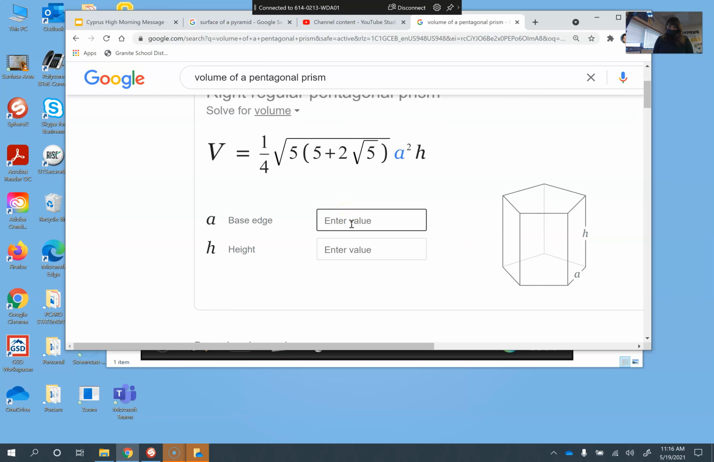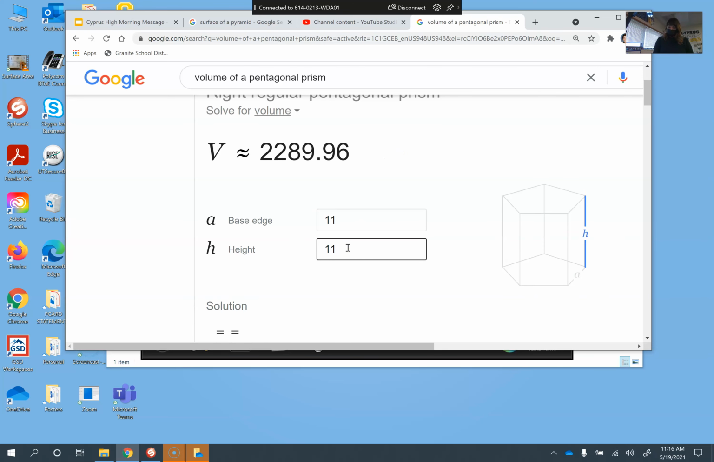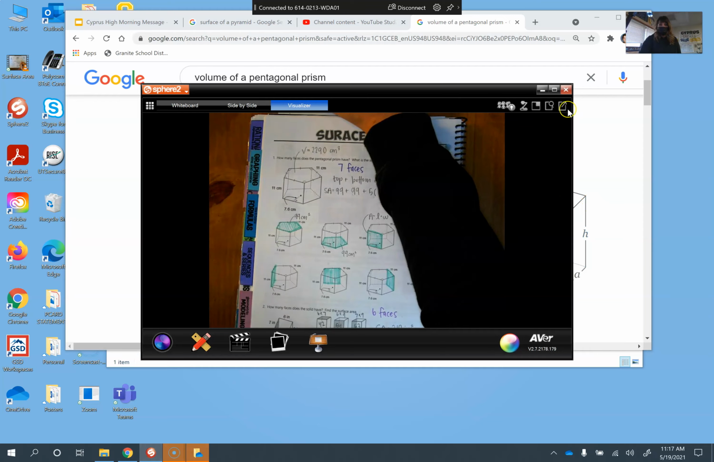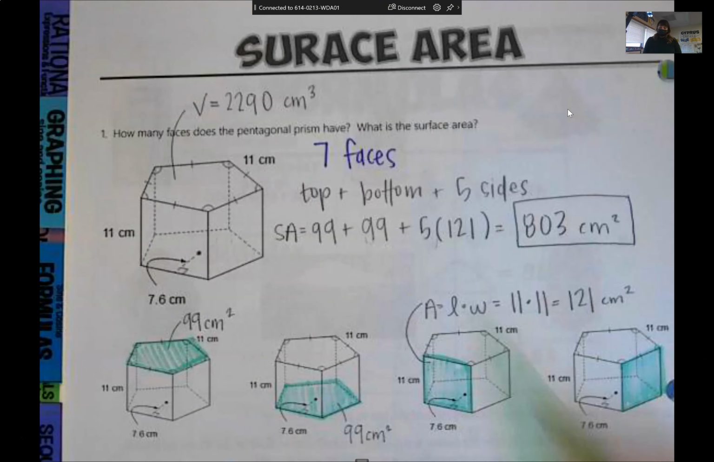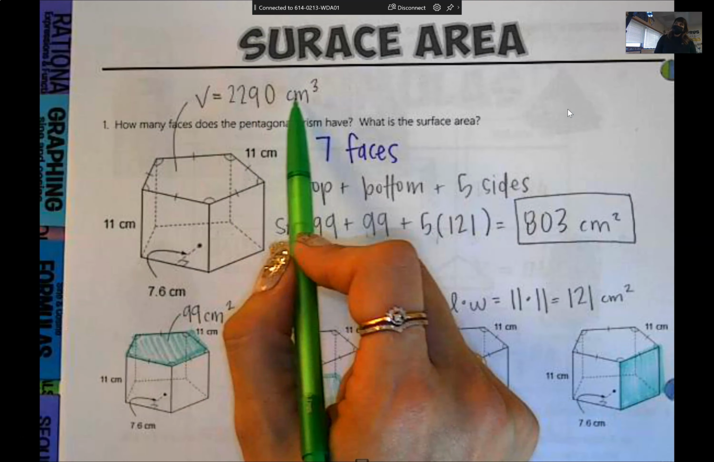So our base edge is 11. And our height is 11. So the volume of this prism is 2290 centimeters cubed. Because remember, volume is the swimming pool. How much liquid would it take to fill up our swimming pool? So 2,290 centimeters cubed.